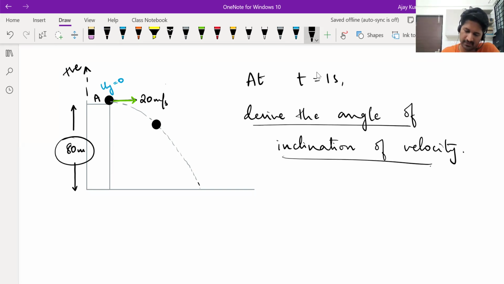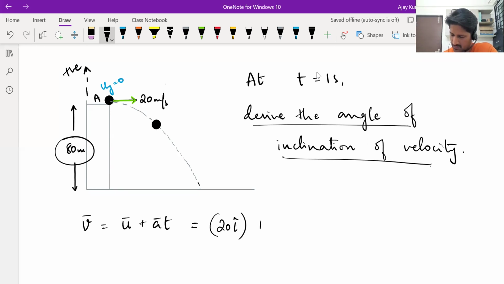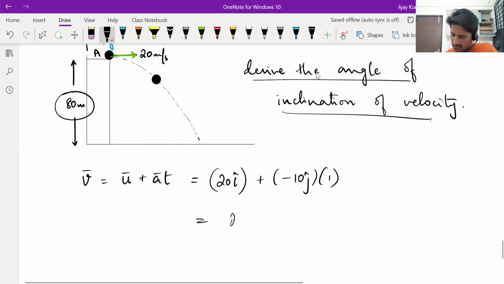Okay, no problem. So you first have to find out its velocity after 1 second, then tell the angle it makes. Velocity after 1 second, you can directly write u plus at, also not an issue. It's not a rule that you should always split into components. u is 20 i cap. Acceleration is minus 10 j cap. Time is 1 second. So the velocity after 1 second is 20 i cap minus 10 j cap meters per second.